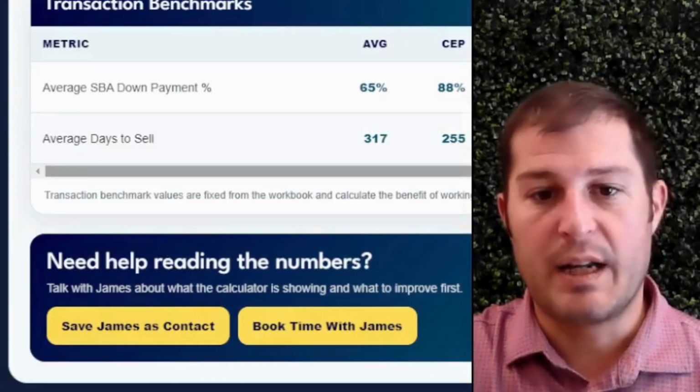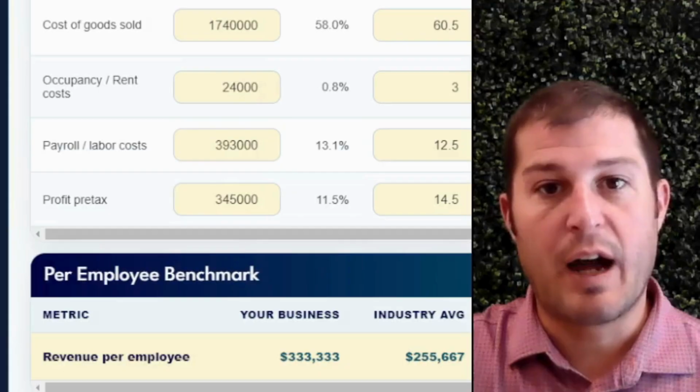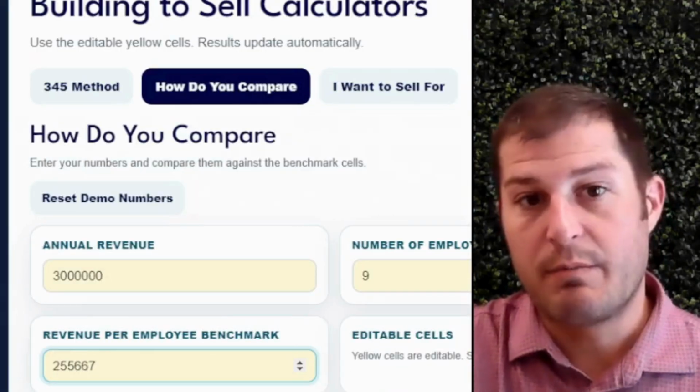It's a great way to interact and figure out how you're doing, so you can make better decisions moving forward.